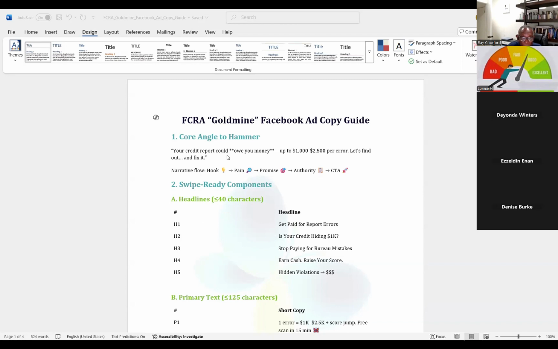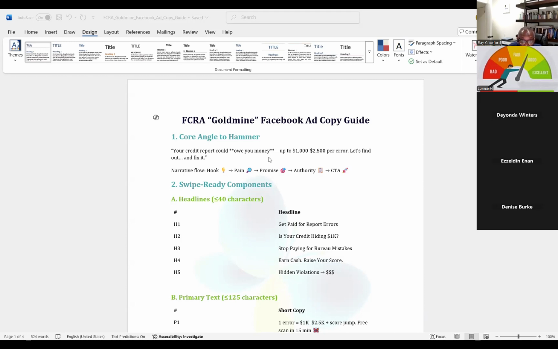So, your report could owe you money, and you could easily use these not just for Facebook ads, but also for email copy if you have a database of previous clients. Your report could owe you money, up to $1,000 to $2,500 per error. Let's find out and fix it. So they use the hook, pain, promise. They use some legal authority, and then always a call to action, which is the CTA.